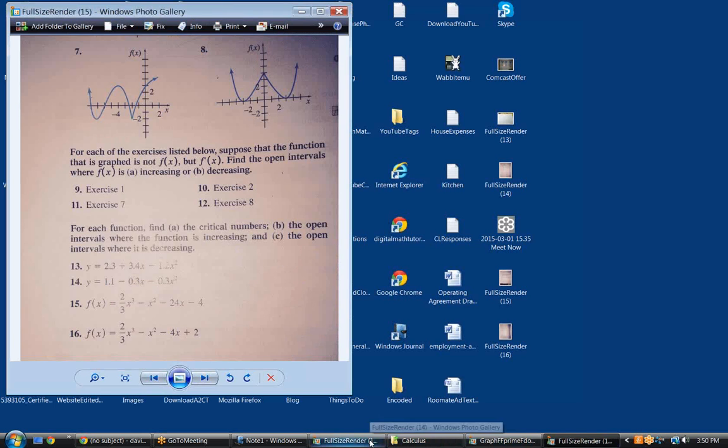It'd be increasing from, let's see, negative infinity to negative 1? Yes. Where else? And then it would be 3 to infinity. Okay, where is it decreasing? Then it's decreasing from negative 1 to 3. Okay, good. Let's see, what's the next one they're asking about?